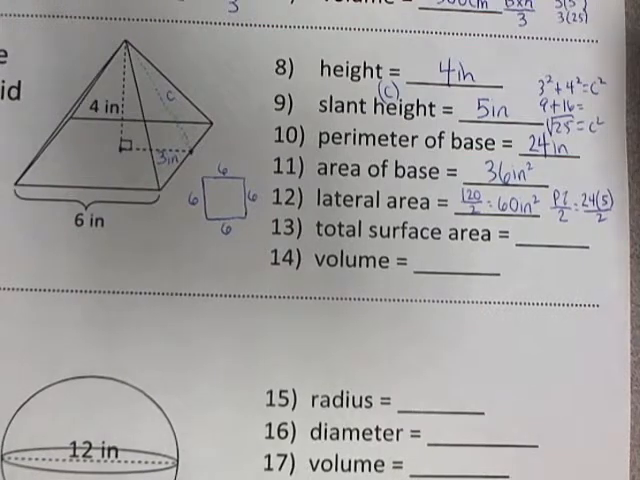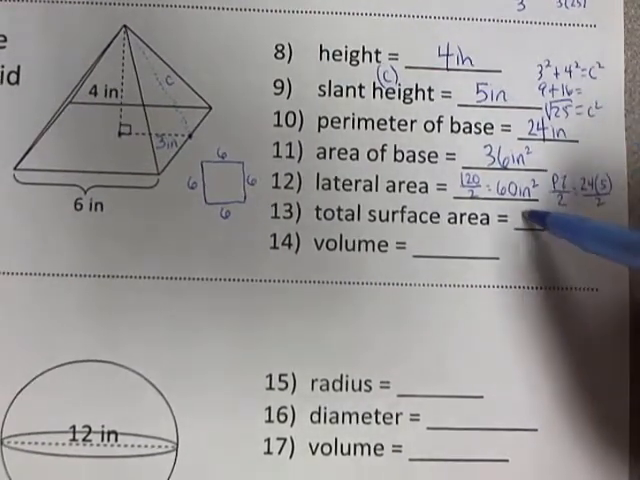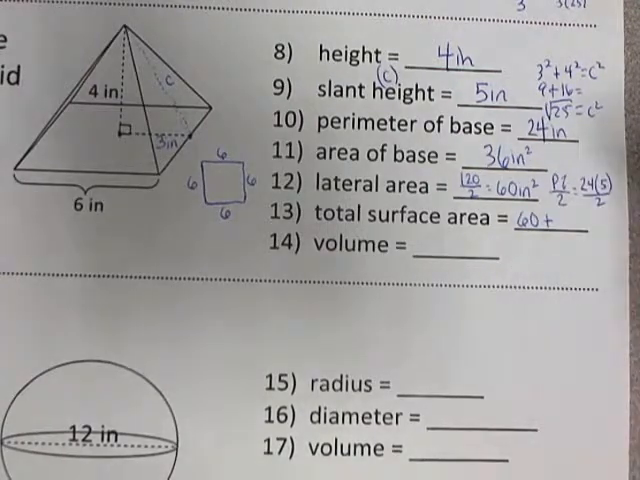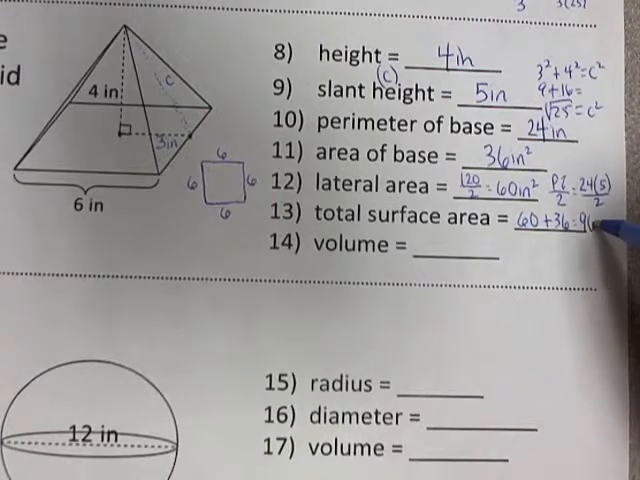Okay? Total surface area. Well, total surface area includes the lateral area plus the area of the base. The area of the base is 36. We've already calculated that. And you get 96 inches squared.